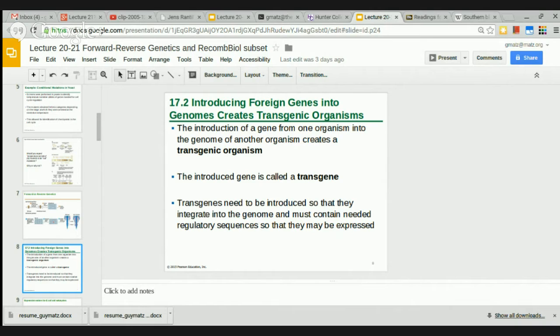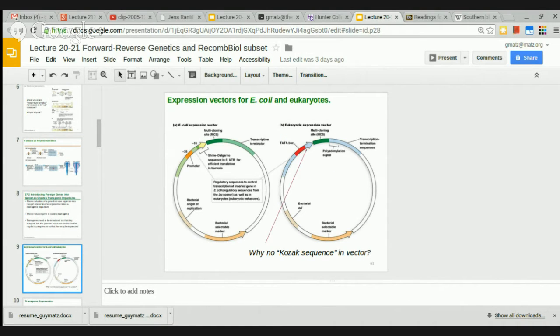And what we want to do is get it into the genome. Now, in this particular case, we're talking about integrating into the genome, but we want it in a form that it can actually be expressed. So obviously, if we're going to make a transgene, we want to put it into a vector. We'll now know what vector means. So a vector that will either allow the gene to be expressed in prokaryotes, such as this one, or in eukaryotes, such as this one.